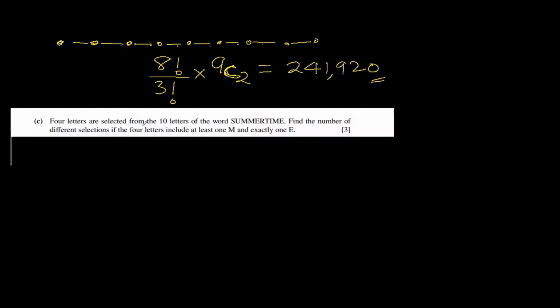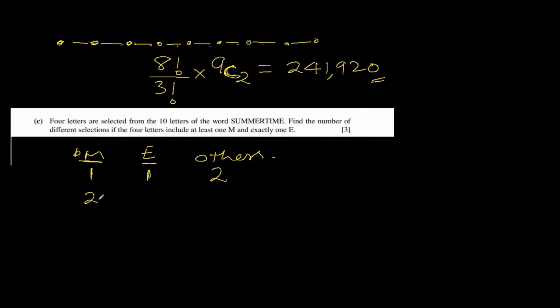4 letters are selected from 10 letters. Find the number of different selections if the 4 letters include at least one M, and exactly one E. All right. So what are the possibilities? So we'll write M, E, and others, right? So at least one M means let's start with one. And they said exactly one E, one, and we need to select 4. The remaining others are 2, right?